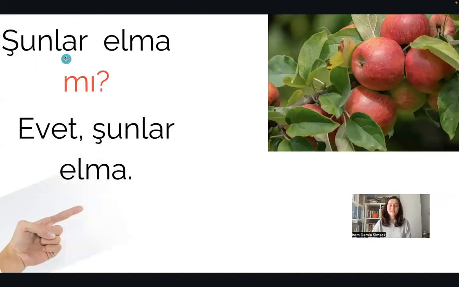So with the plural form, you don't need to do something extra. That's good news, right? As we discussed earlier, if you put one plural there, you don't need to repeat the plural again. So, şu elma mı? Is that an apple? Şunlar elma mı? Are those apples? So it's basically like this.